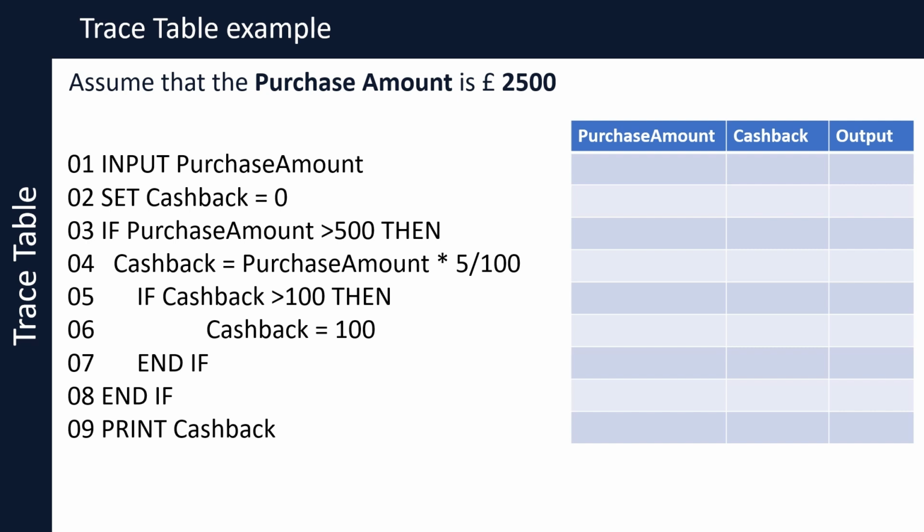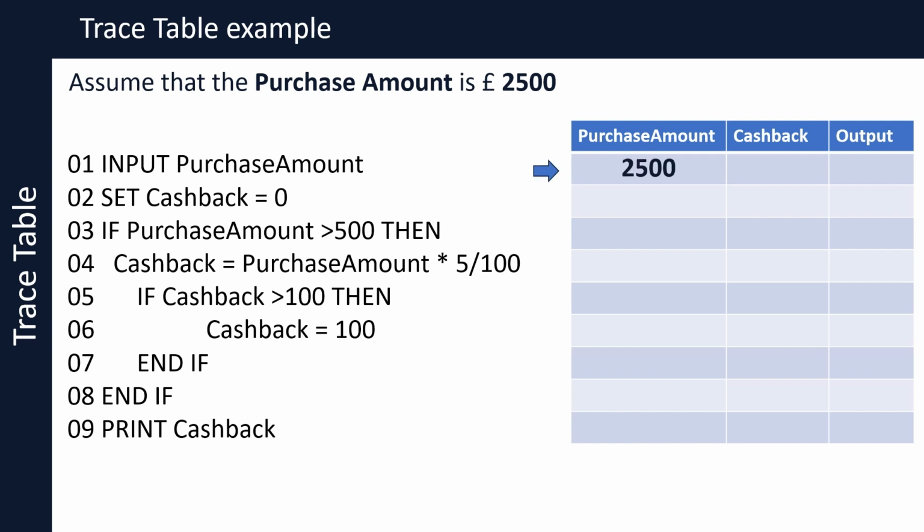Here, we have omitted the columns for line of code and comments to fit things on one screen. The first column represents the variable called purchase amount. The second column represents the variable called cashback, and the last column represents any output. In the first line of the pseudocode, we input the purchase amount and store it in the variable called purchase amount. Therefore, we record 2,500 under the first column in the first row of the trace table.